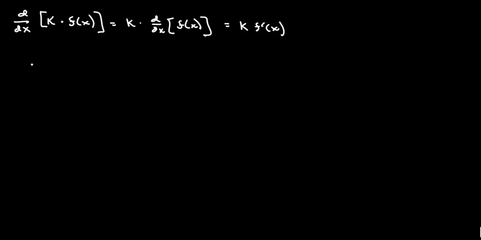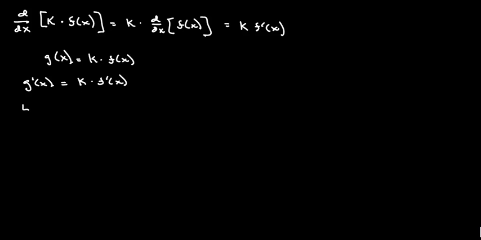Okay, so what we're going to do is let some new function g be equal to k times f of x. And then we're going to find g prime of x, and we're going to show that it's equal to k times f prime of x, where k is a constant.